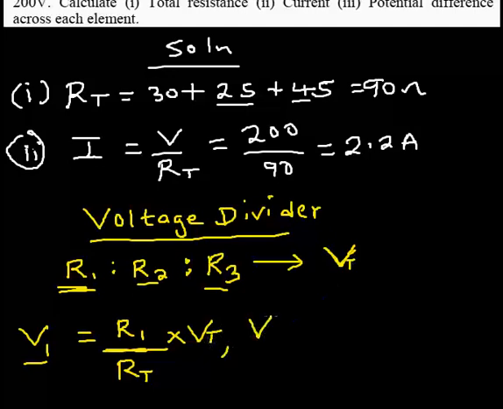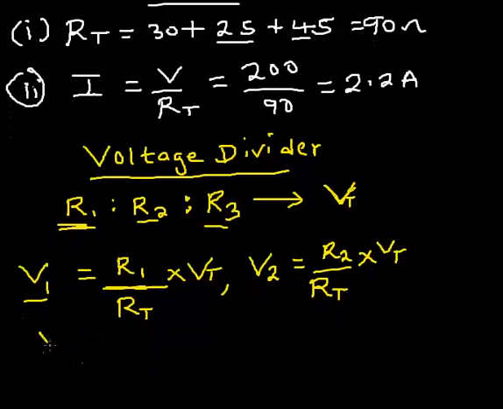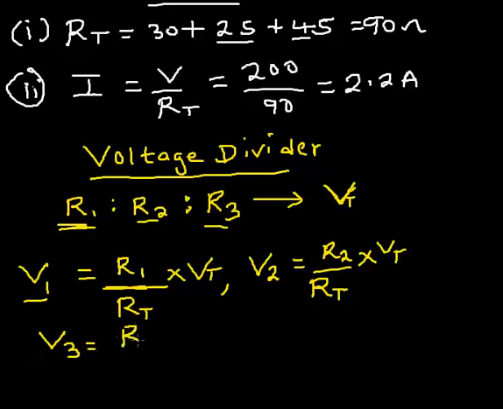The same thing happens with V2: R2 divided by the total resistance, times the total voltage. All right, then the same happens with V3. V3 is going to be R3 divided by the total resistance, then times the total voltage. Okay, so let's get our values.